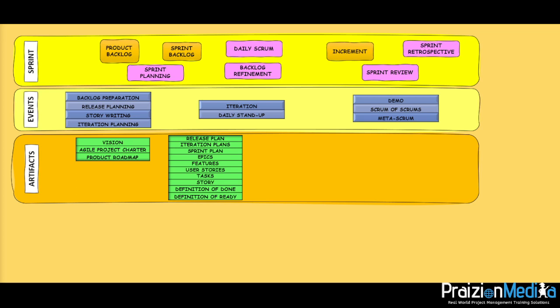Releases have iterations in them. So at the highest level, we have release plans. Lower than that, iteration plans. Plan for each iteration. And in each iteration, what do you have? You've got user stories, work that you're going to be doing.